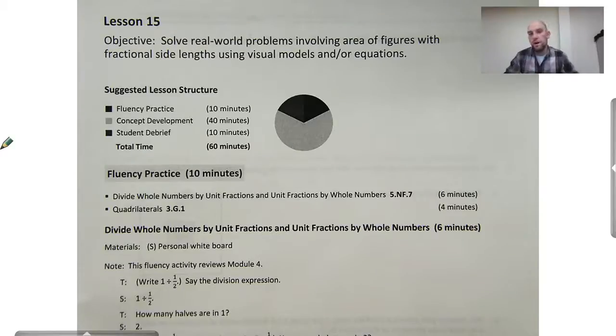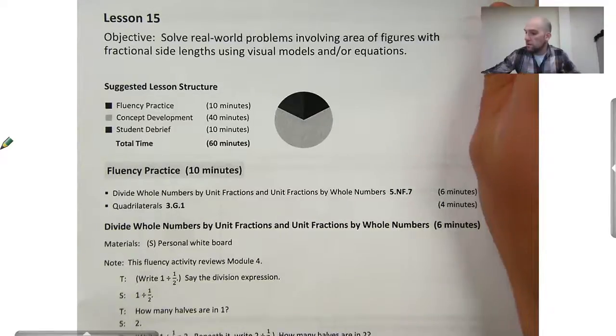This is 5th grade math, module 5, lesson 15. We're going to be solving real-world problems involving area of figures with fractional side lengths using visual models and/or equations. So we're going to be taking some of these area problems and applying them to some real-world scenarios.